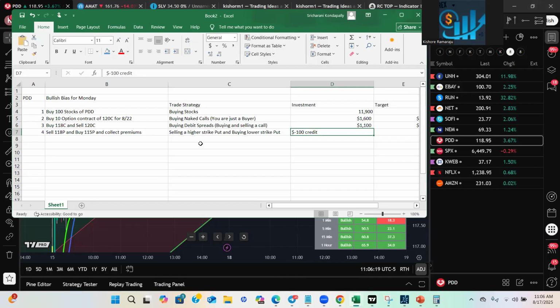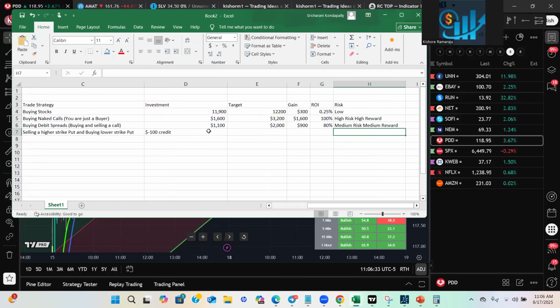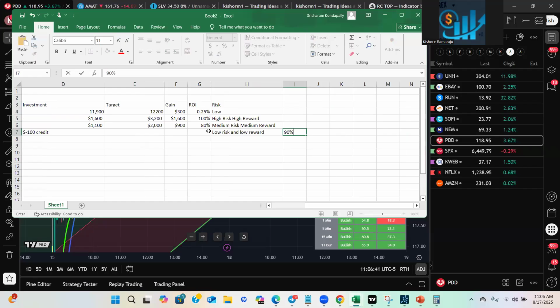That is the advantage when you sell a higher strike put and buy a lower strike put whenever something is bullish. Here you have high risk, high reward. Here you have medium risk, medium reward. Here you have low risk and low reward. That means 90%. Here you can make profit 90% of the time. Here you can make profit 80% of the time. Here you can make profits 70% of the time.